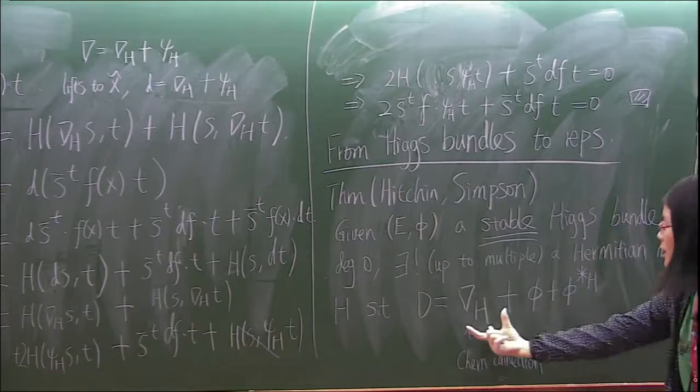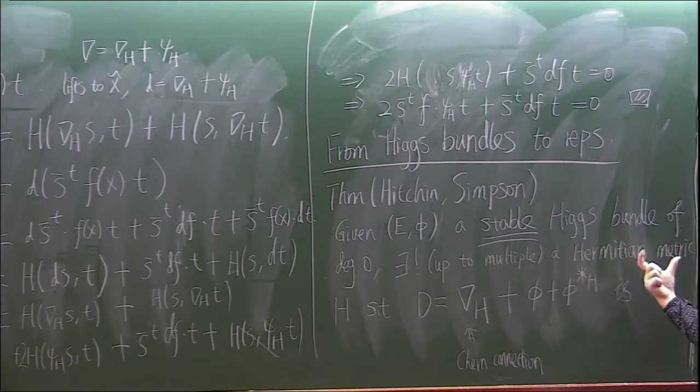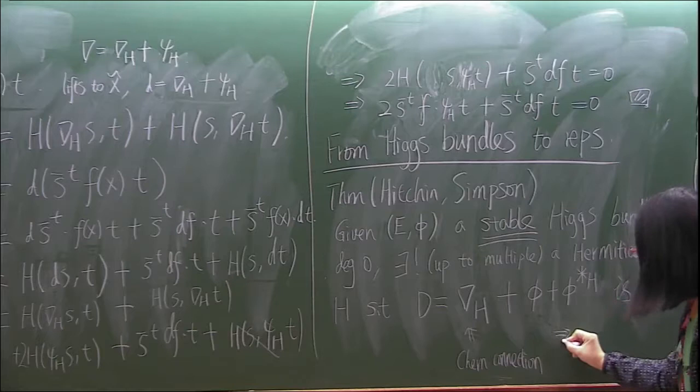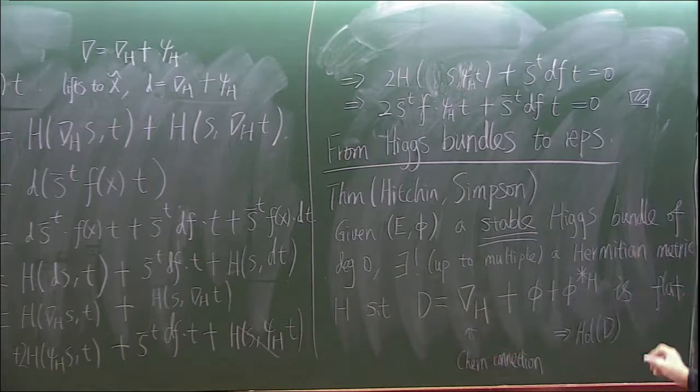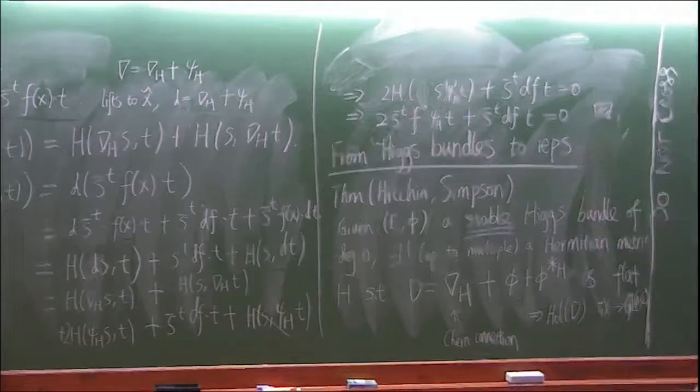So this is a new connection. And we want a Hermitian metric H such that this connection is flat. And then by considering the holonomy of this D, we get a representation. So this is the direction from Higgs bundles to representation.